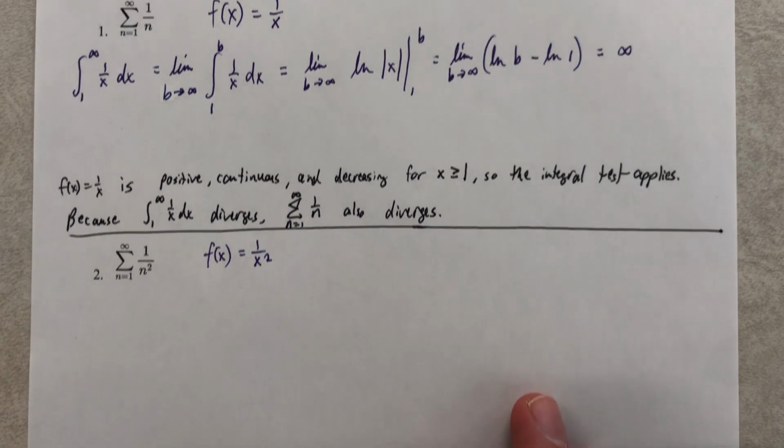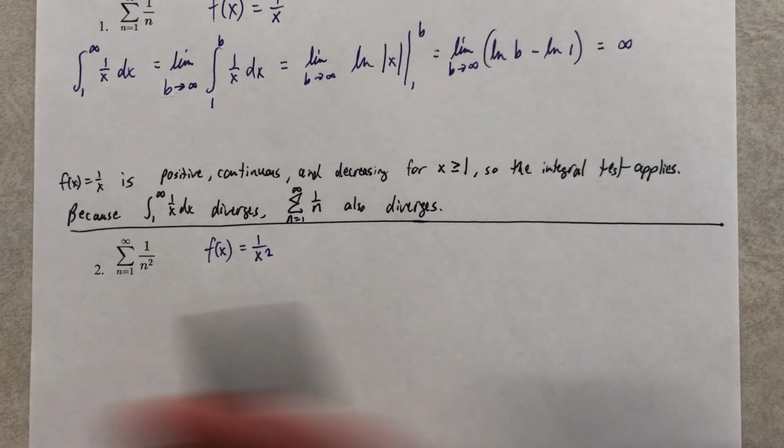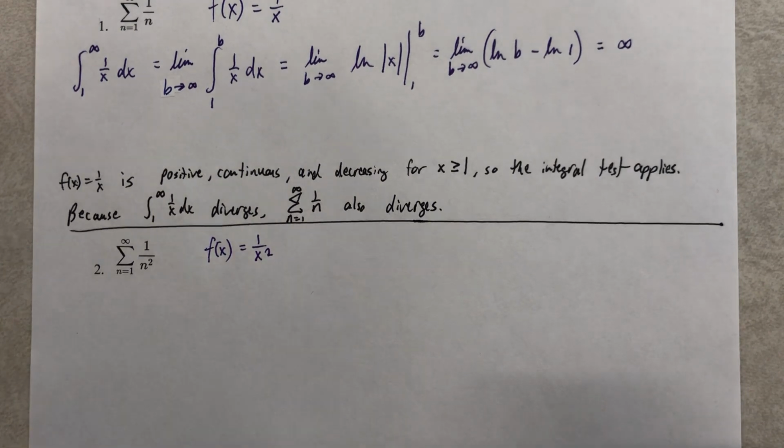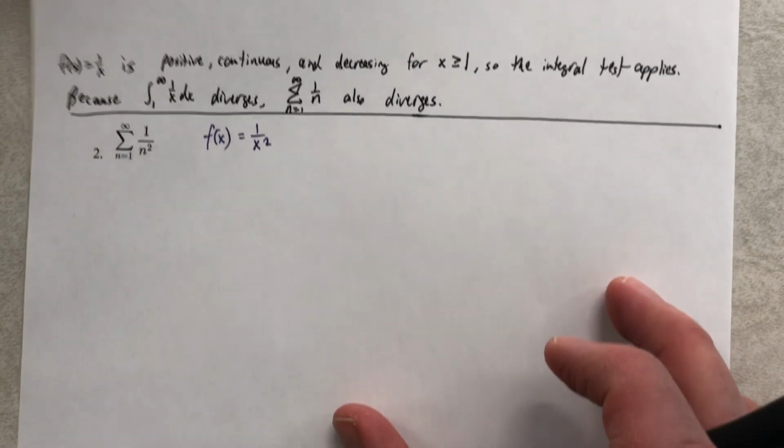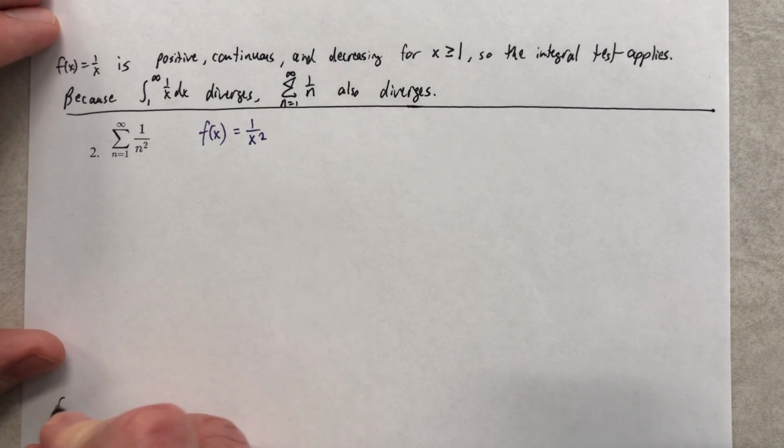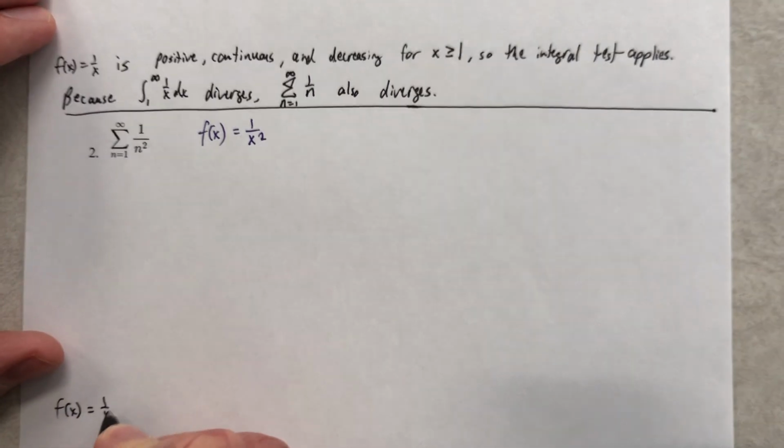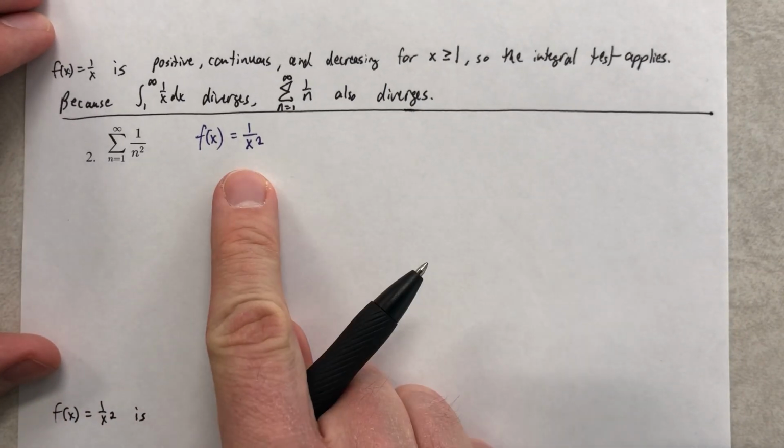So let's kind of look at this and write a sentence, and y'all know you just wrote pretty much the exact same thing, but the more you write it, the more you'll remember it, and I'm going to go down here to the bottom. So f of x equals 1 over x squared, is it positive? Yes, always.